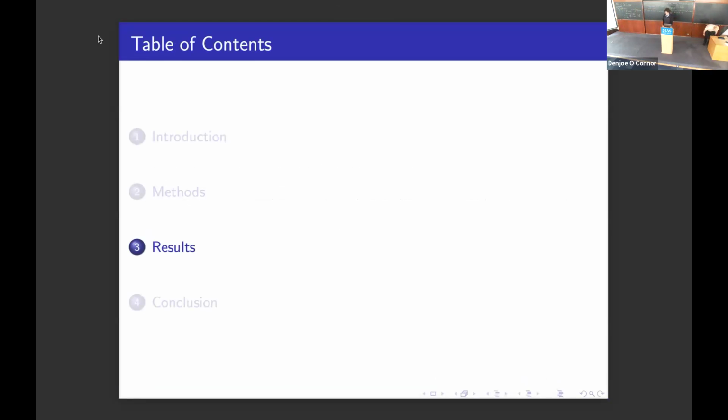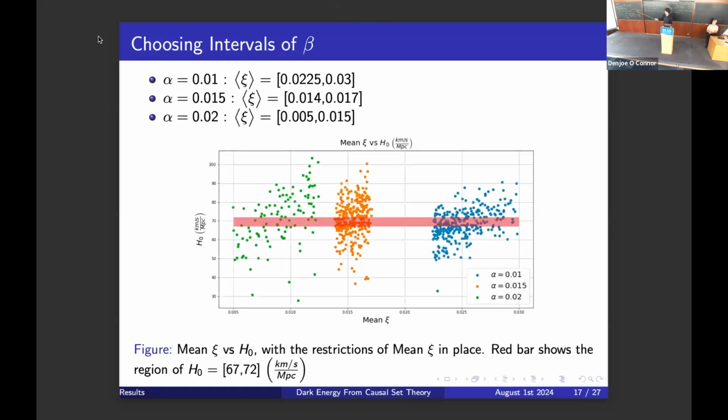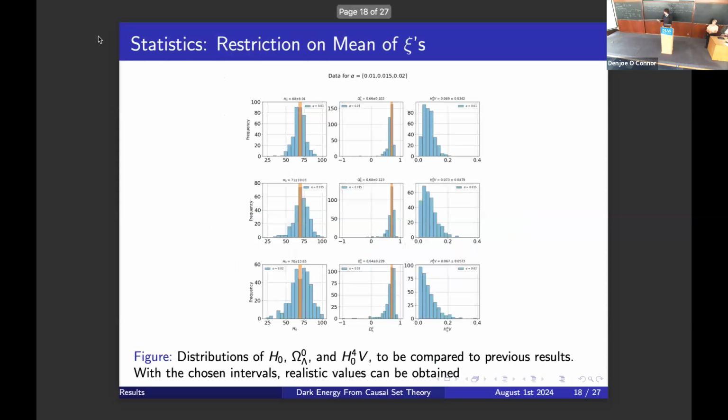Okay, so the first thing we're going to look at is putting a limit on the mean of the random string of numbers. For the different alphas, you put different limits on the mean of the random numbers, because for the higher alphas, you need to put less of a positive bias. If you saw from the previous results, the higher alpha is, the more likely it is that the H naught will end up being an accurate value. So we put these limits on the mean, and this is what the data looks like.